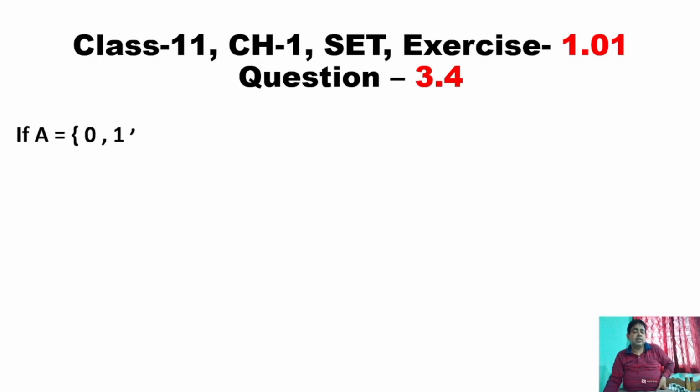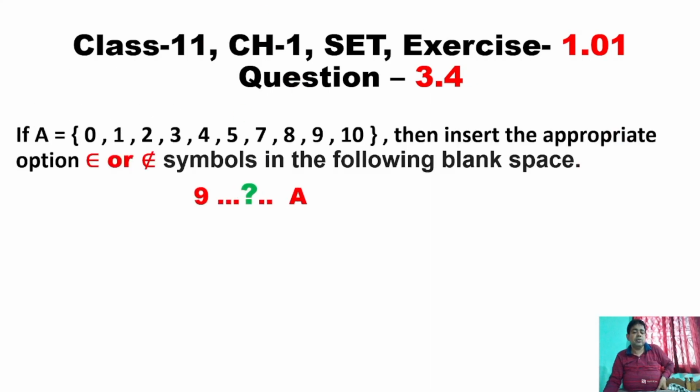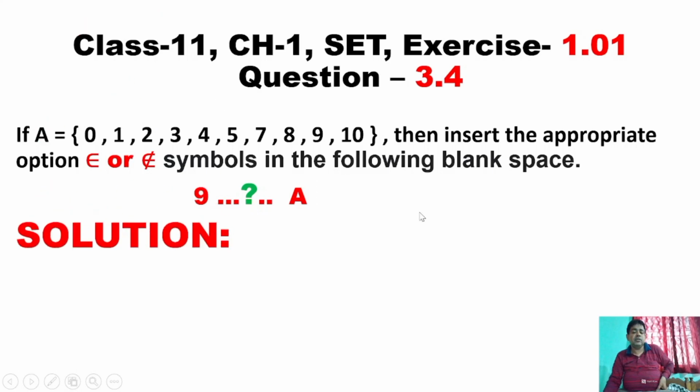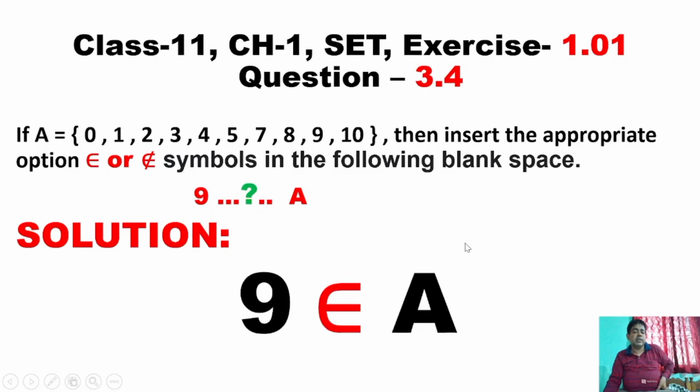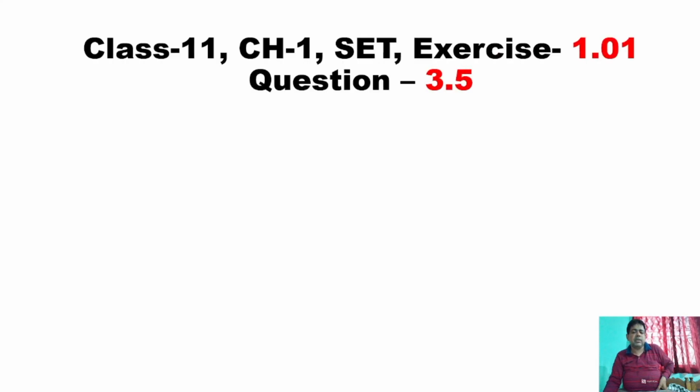Understand? Similarly, here you see 9 and A. Here 9 is clearly an element of the set A. Since 9 is an element of the set A, we have to write 9 belongs to A. This is the basic notation of set theory. First exercise, a very simple exercise. I hope you are enjoying and watching the class.